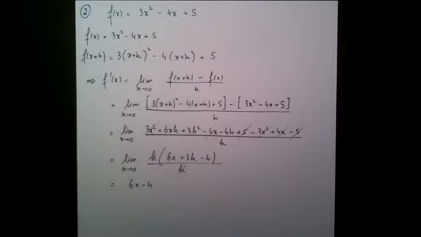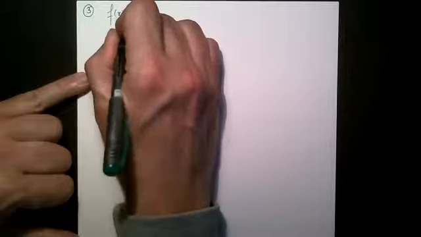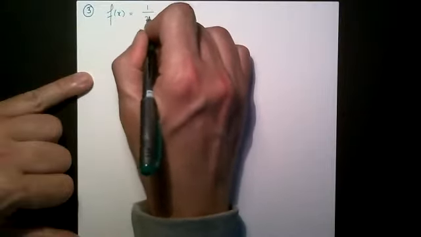Okay. Are there any questions before I go on to something a bit more difficult? Okay, I move on. Yes. Let's go. Number 3. Try this one now. Okay, so f of x is equal to 1 over x.